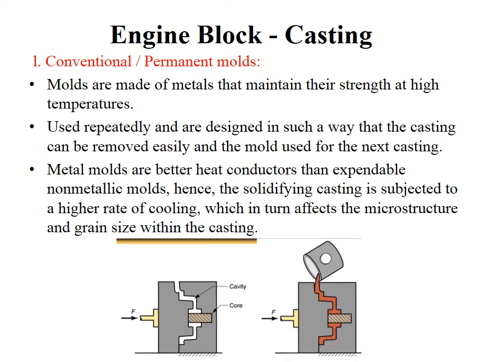Below you can see the figure in which the cavity is shown, into which the molten metal is poured. As you can see over here, this is a conventional mold where the pattern is permanent and it can be reused again and again. Once it solidifies, you remove the force, and then this component can be taken outside. So that is how the engine block is manufactured using the conventional mold process.